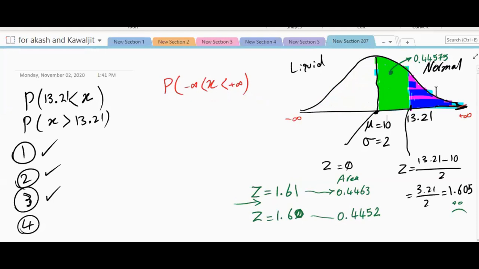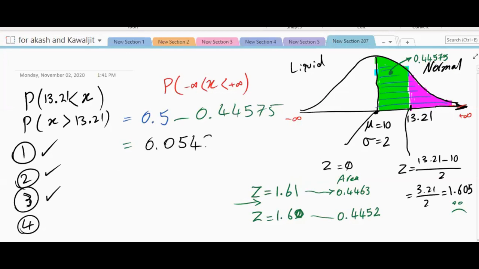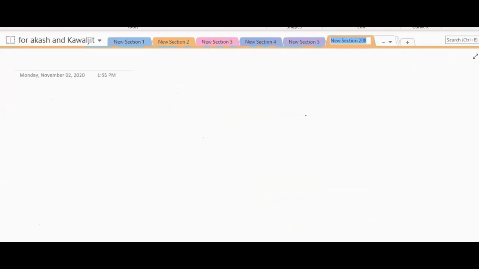So how much is that purple area? 0.5 minus 0.445. So this area from the center point to infinity is 0.5 minus this green area, which we found in the table, 0.44575. That gives us the purple area, which is 0.05425.